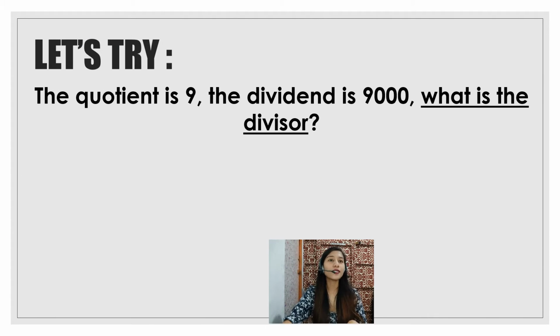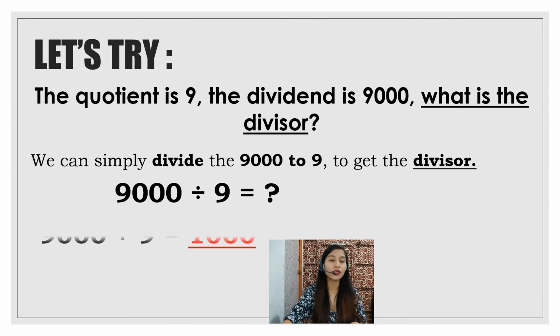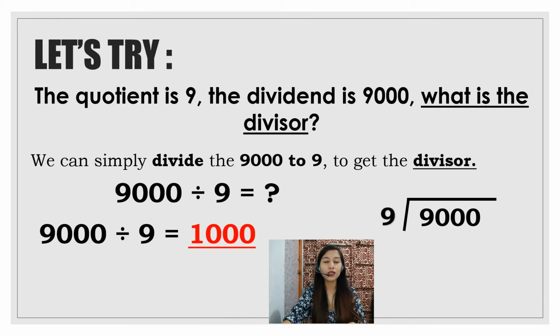So the quotient is 9, the dividend is 9,000. So what do you think is the divisor? So we can simply divide the 9,000 by 9 to get the divisor. So 9,000 divided by 9 is equal to 1,000. We can also use the long method. So 9,000 divided by 9.